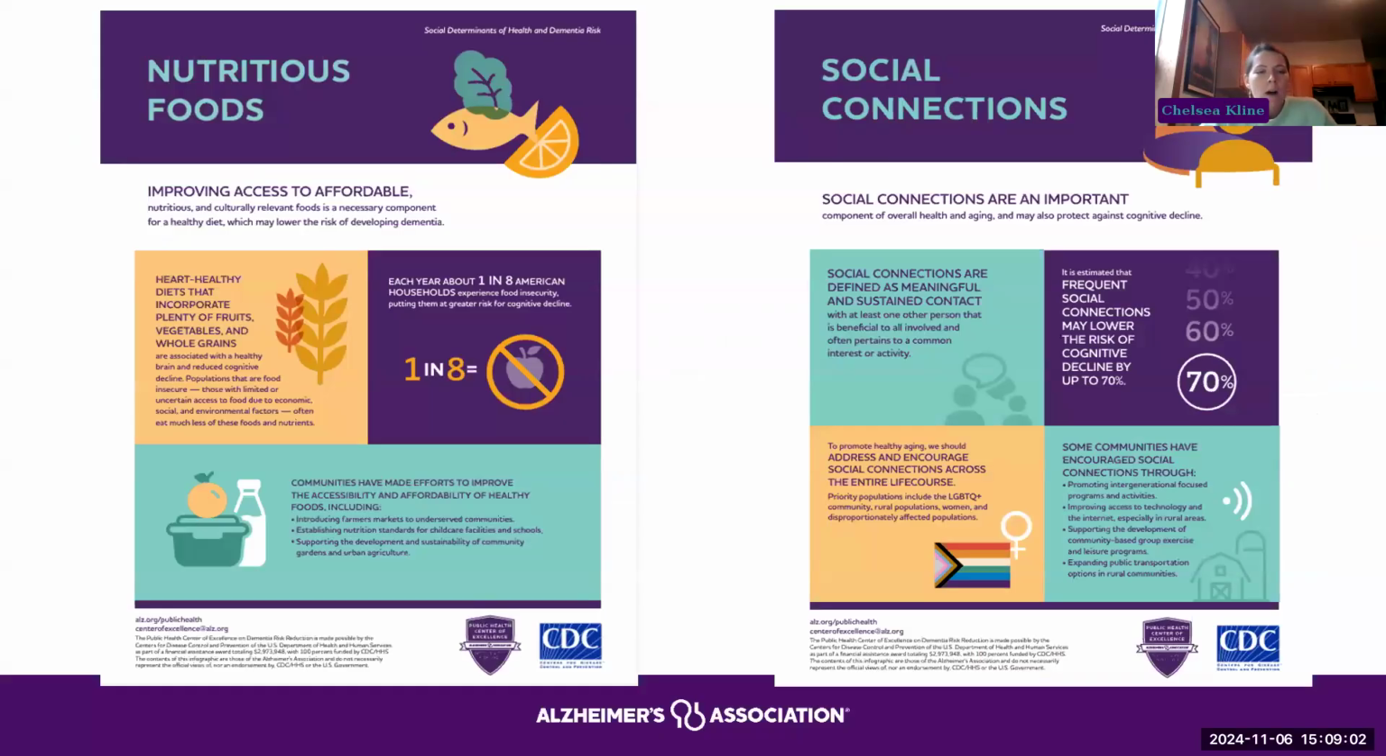So here are 2 of our infographics, one on nutritious foods and one on social connections. For each of these, we give high level information about the topic generally, and also what the link to dementia risk looks like. And then we also have specific strategies or actions that other communities have taken in the past to address those SDOH in their own communities. So these are really great quick reference guides to get an overview of the science, as well as potential actions that your community can take to address those social determinants of health related to dementia. These infographics are also co-branded with CDC, and again, available on our risk reduction website.